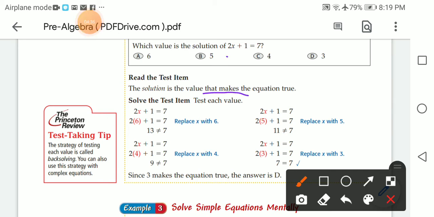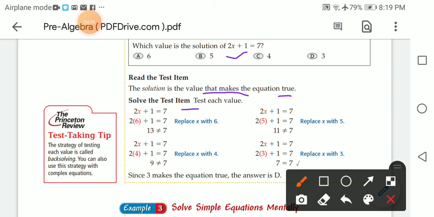Okay, I have here an equation because it has an equal sign, so it's called an equation again. And I want you to know everything in algebra in detail, my dear students. The solution is the value that makes the equation true. So 2x plus 1 equals 7. Let's test each value.